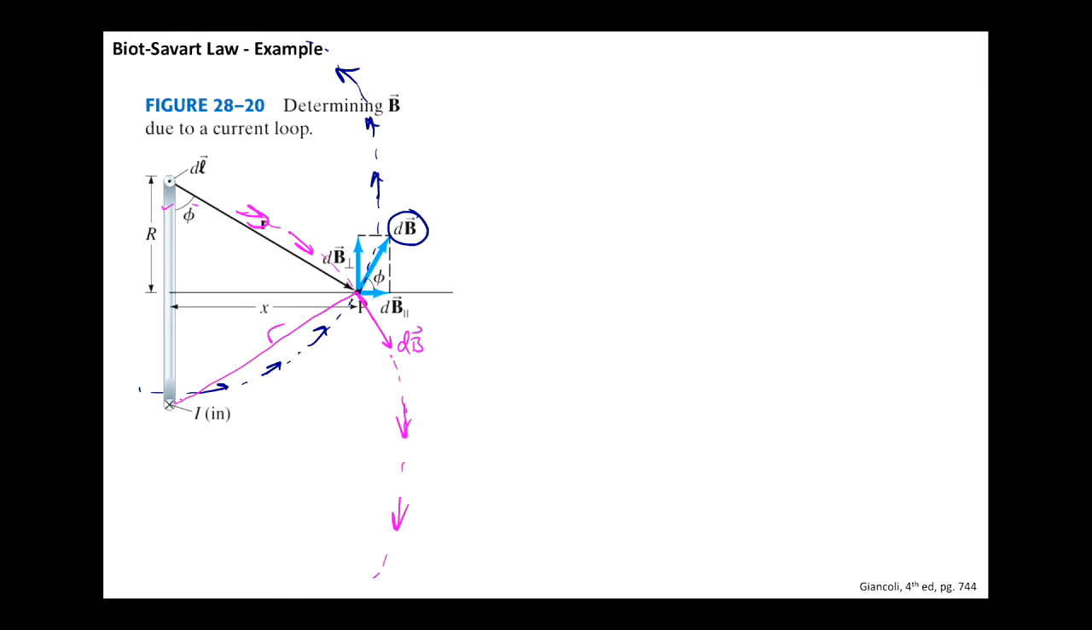So let's write down a couple of notes here. Somewhere I actually have this problem worked out. There it is. So we'll say that the perpendicular components cancel, and the parallel components add in the positive x direction.